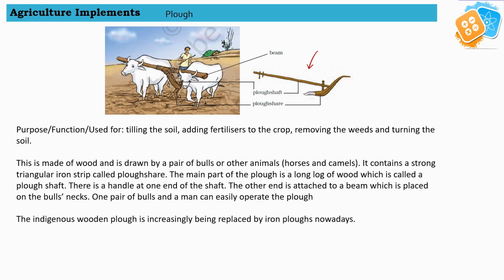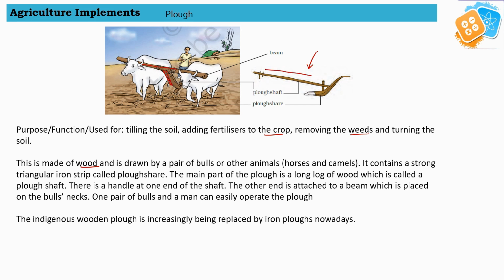As for its purpose, function, or where it is used: it is used in tilling of the soil, adding fertilizer to the crop, removing weeds, and turning the soil. For all these four purposes we use the plow, and the process is known as plowing. Now this is made of wood and drawn by a pair of bulls or other animals. As we can see, it has been tied to a pair of bulls. So it is made of wood.